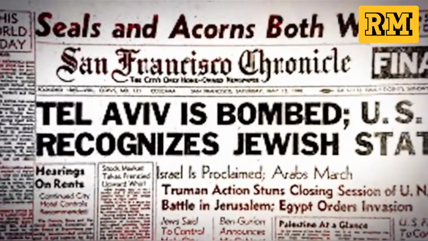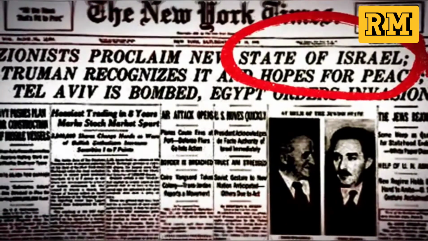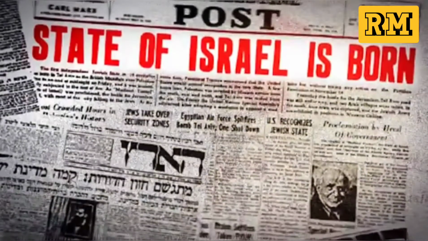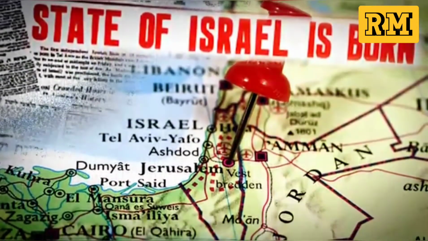The native Arabs rejected the UN proposal. Israel, meanwhile, proclaimed itself a state in 1948 and gradually expanded to nearly 77% of the land that was supposed to be Palestine, including a large part of Jerusalem.